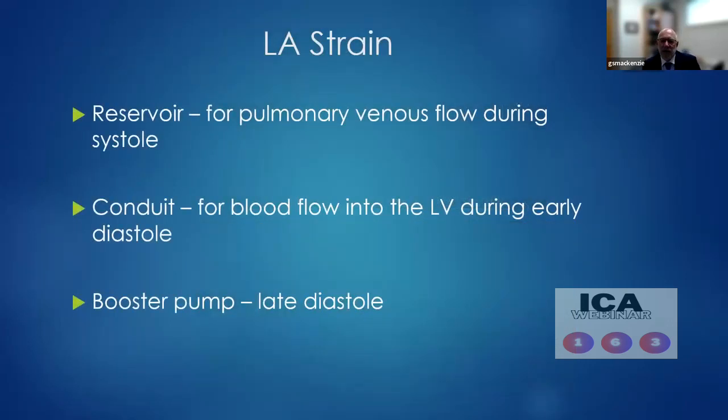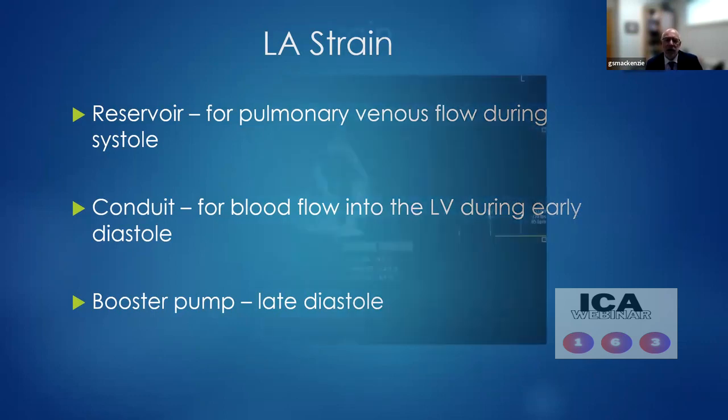Now, left atrial strain is an important variable that will definitely play a role in the new guidelines. And as we know, the left atrium plays a critical role in maintaining LV filling, functioning as a reservoir for pulmonary venous flow during LV systole, as a conduit for blood flow into the LV during early diastole, and as a booster pump during late diastole. A dysfunction of these normal left atrial mechanics impairs LV filling and reduces overall cardiovascular function. And it's been implicated in the development of HFpEF. So the size and the function of the left atrium serves as a surrogate for LV diastolic dysfunction.